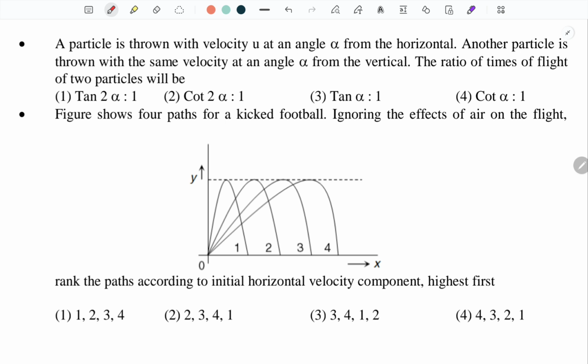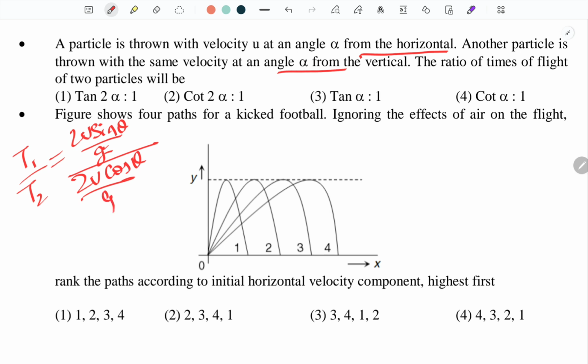So let us go through the next two set of questions. A particle is thrown with the velocity u at an angle alpha from the horizontal. Another particle is thrown with the same velocity at an angle alpha from vertical. एक horizontal से, एक vertical से. Ratio of time of flights of the two particles. Time of flight का formula, T1 by T2 कर लो, 2u sin theta by g by 2u cos theta लिखूँगा, because दूसरा vertical से है तो 90 minus theta आ जाएगा, cos theta. ठीक है, ये सब same velocity. So this is also gone. Sin theta by cos theta. Answer tan alpha by 1. Tan alpha is to 1 is your answer.